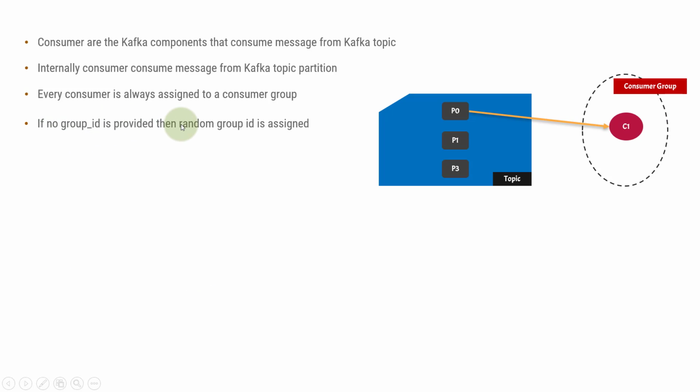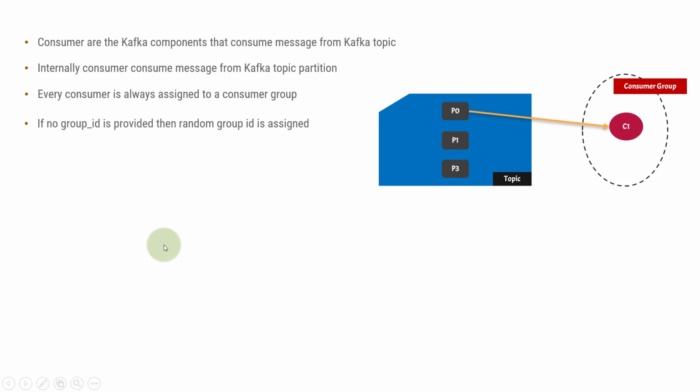If no group ID is provided, then a random group ID is assigned. So let's say you're creating a consumer and you haven't provided any group ID to it, or you are not registering that particular consumer to any Kafka consumer group. Then what will happen? A random group ID will be created and that consumer will be assigned to that random consumer group ID.